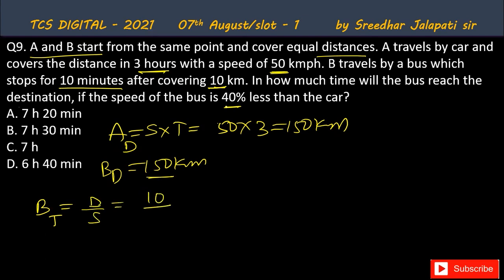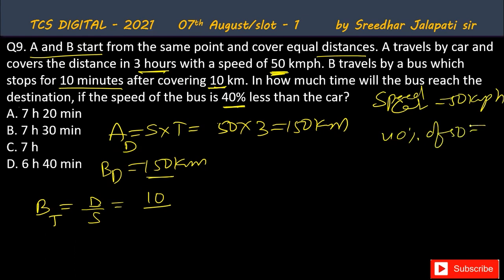Here B's speed is not given directly, but it is 40% less than the speed of the car. Speed of the car is given as 50 kilometer per hour. 40% less than that. 40% of 50 is 20. So 20 less than 50, that is speed of bus is 50 minus 20, that is 30 kilometer per hour. So bus is traveling at a speed of 30 kilometer per hour.